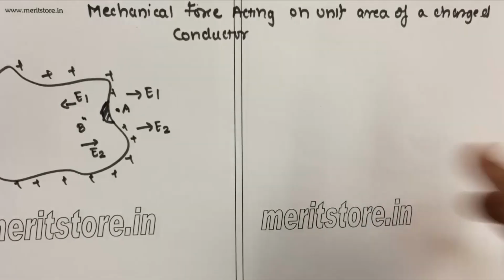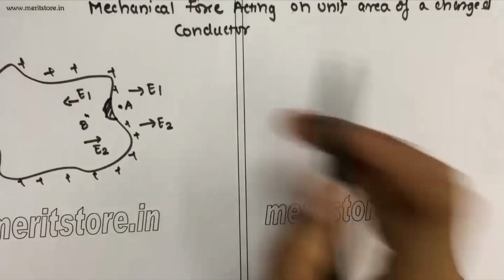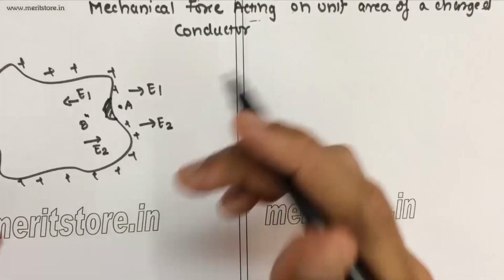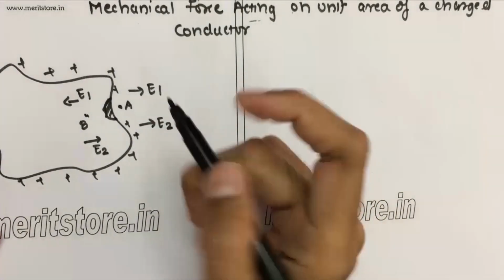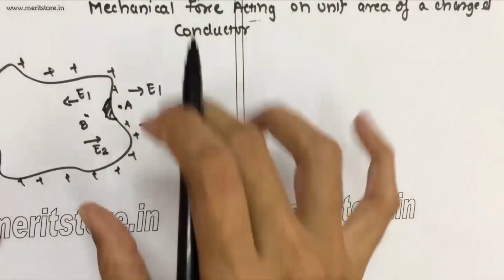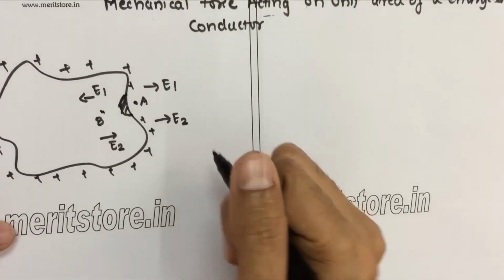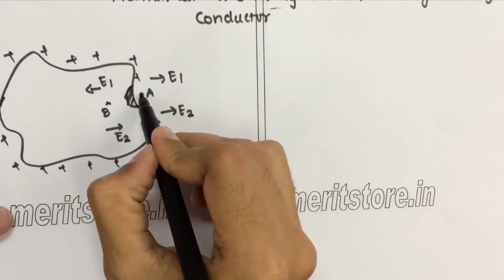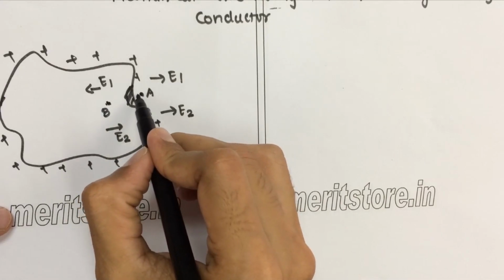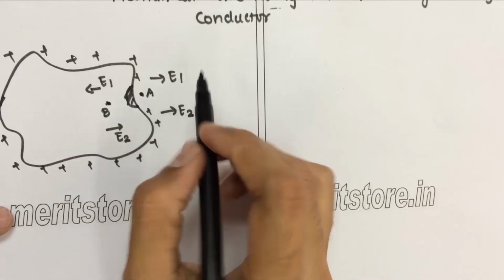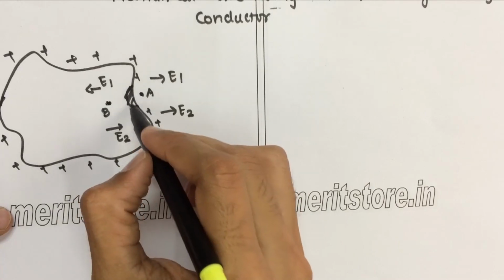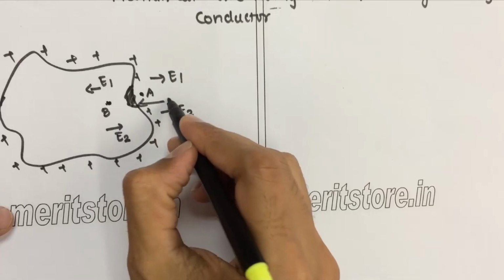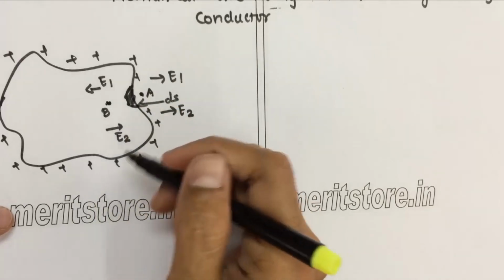Okay, so the next concept is mechanical force acting on unit area of a charged conductor. So what is the mechanical force acting on a particular area of a conductor which is charged? For that we have a conductor, and on that conductor we have two points, point A and point B. Point A is just near the surface and outside the charged conductor, and point B is just near the surface and inside the charged conductor. And this is the area dS, the surface area.